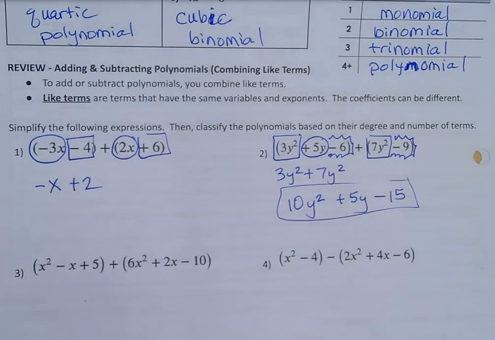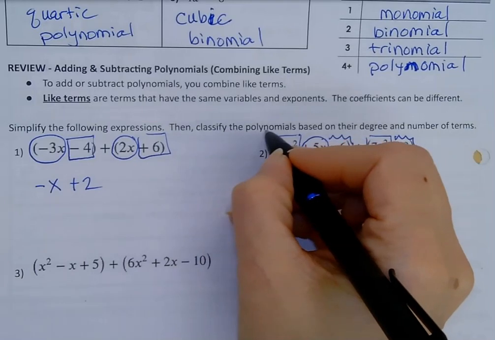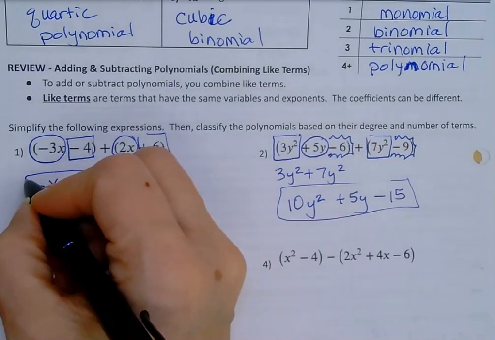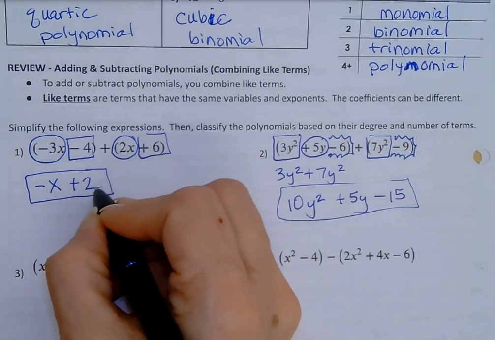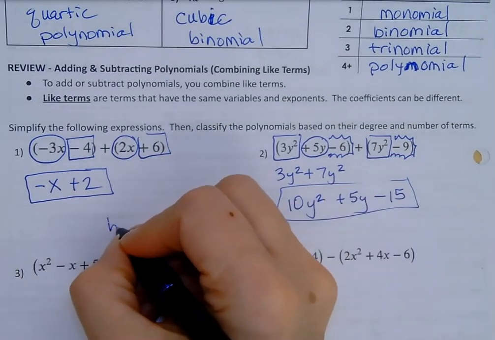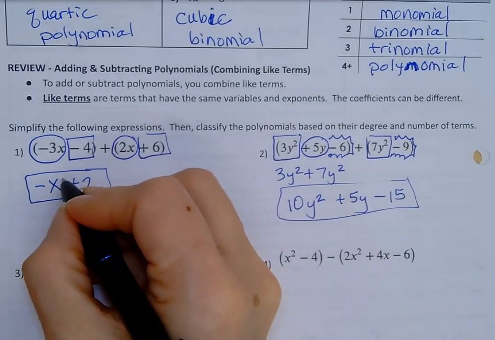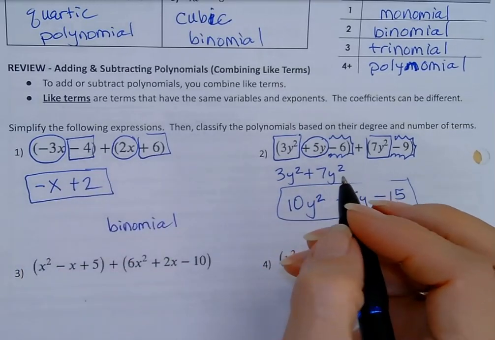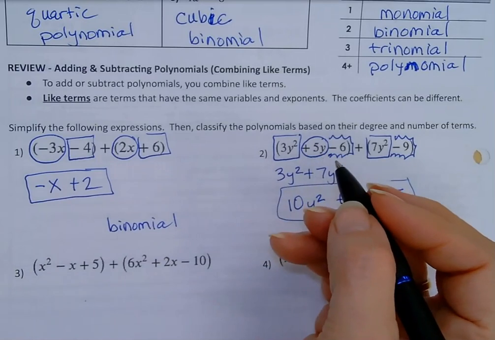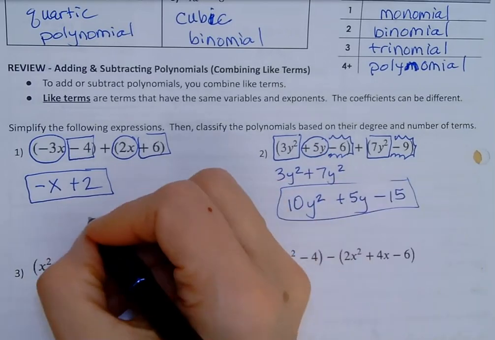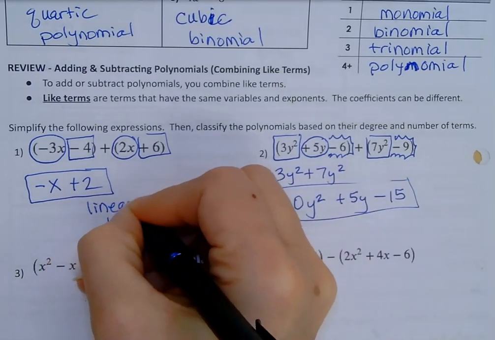Okay, I forgot. This also says classify the polynomials. So let me come back to this first one. It's 2 terms, so it's going to be a binomial. And I want to look at the degree. The degree is 1. So remember, if I just had y equals negative x plus 2 and plotted that on a graph, it's going to be a line.